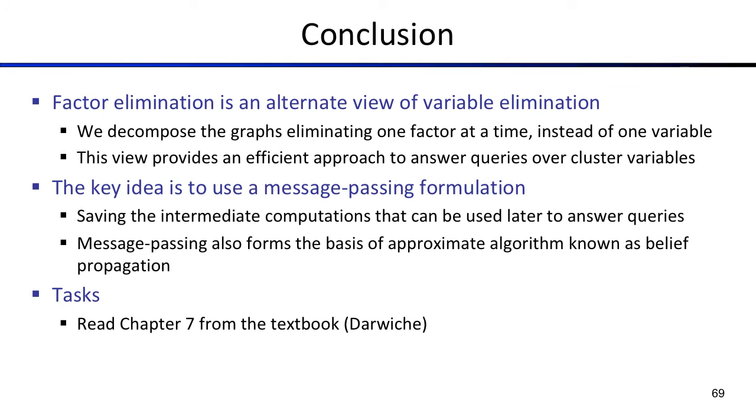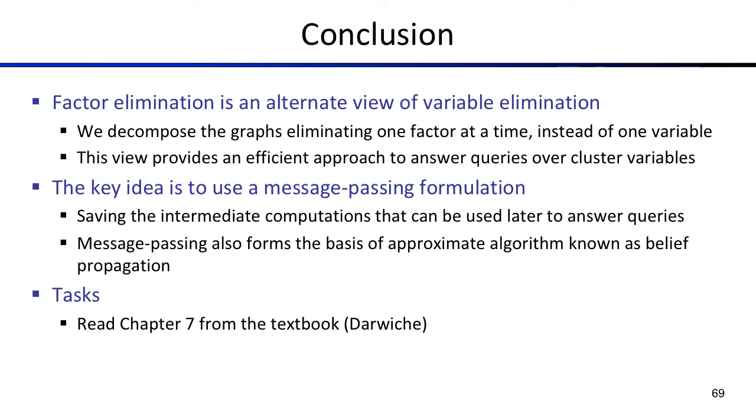So they're going to store the partial computations in the Jointree and use the Jointree to answer multiple queries, and you're going to save time because the complexity of the Jointree to answer multiple queries is the same as the complexity of variable elimination to answer just one query.